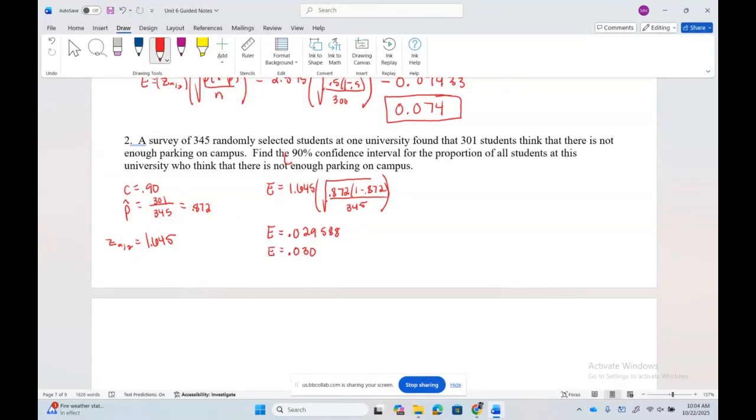Okay. If I needed to round to 3 decimal places, I could at this point in time and say 0.030. Okay. To find my confidence interval, I'm going to take p hat and subtract that margin of error. And then p hat and add my margin of error. Okay, so I have 0.872 minus 0.030 and 0.872 plus 0.030. Okay, so when I subtract those things, we'll get 0.842. When we add those things, we'll get 0.902.